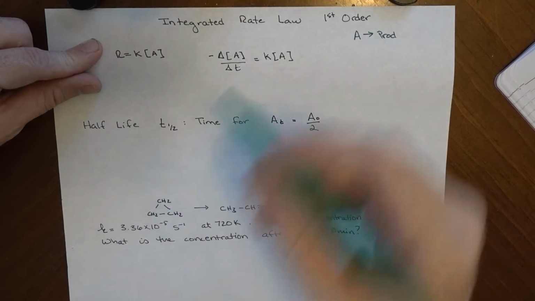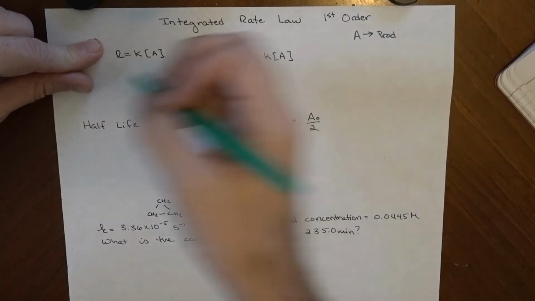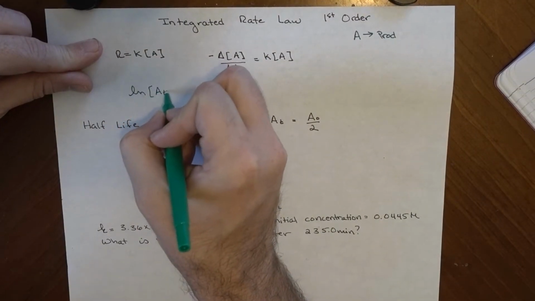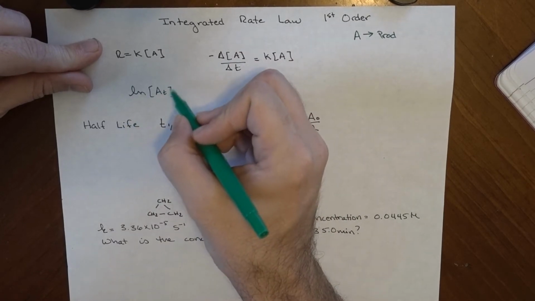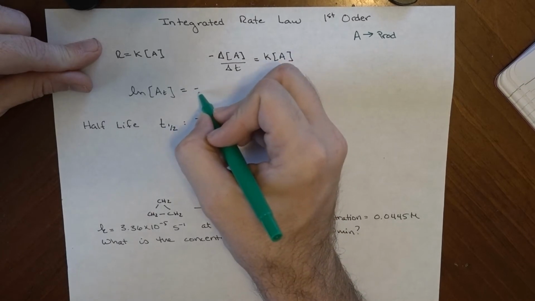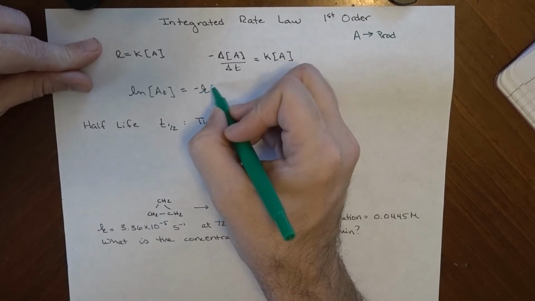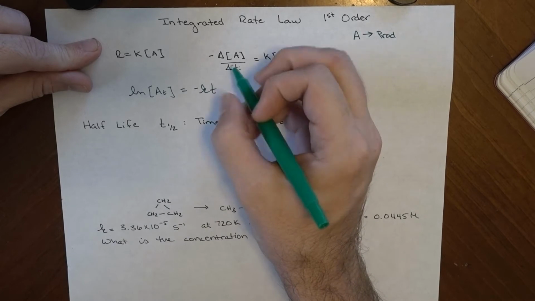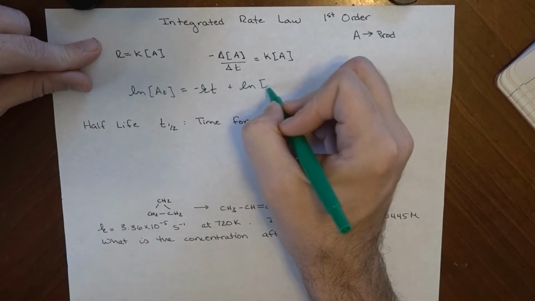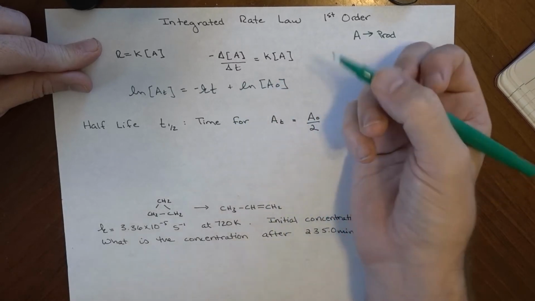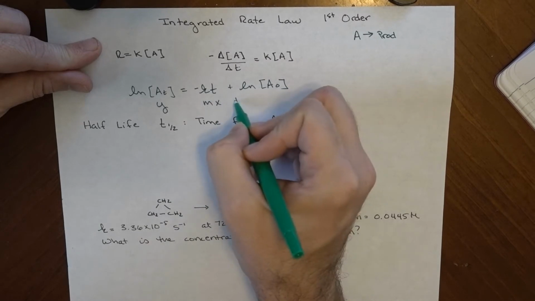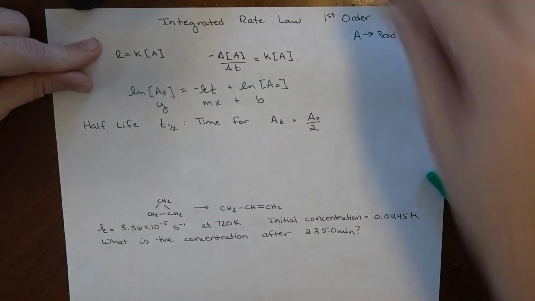And that's still the other part of the rate law. If you use a little bit of calculus, you can get an expression that looks like this, where the natural log of A at some time t is equal to negative k, the rate constant, times t, plus the natural log of the original concentration of A. And that is a y equals mx plus b slope-intercept form of a line.